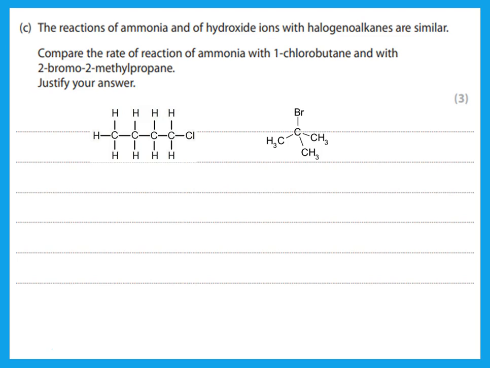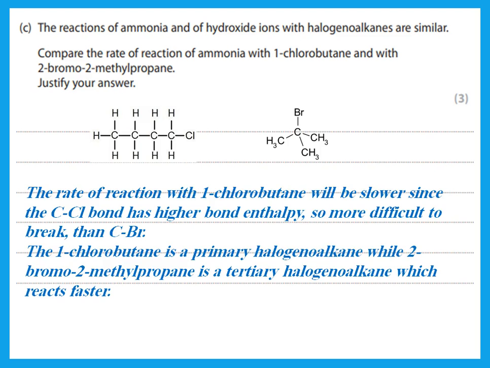So basically we're trying to break the CCl bond and the CBr bond, and he wants to know which one is faster. You should realize that the rate of reaction with the 1-chloro will be slower, because the CCl bond has higher bond enthalpy, so it is more difficult to break. And you should notice that the 1-chloro is a primary halogenoalkane, while the 2-bromo-2-methyl is a tertiary, and we said the tertiary react faster.